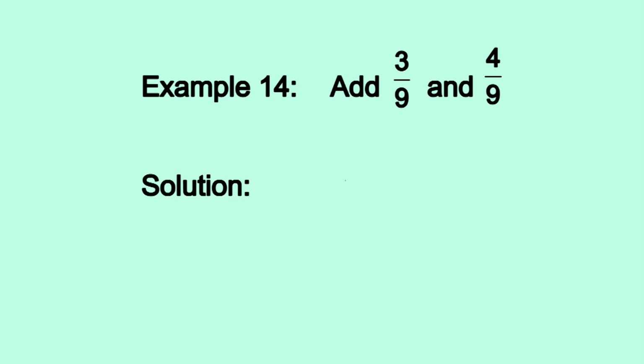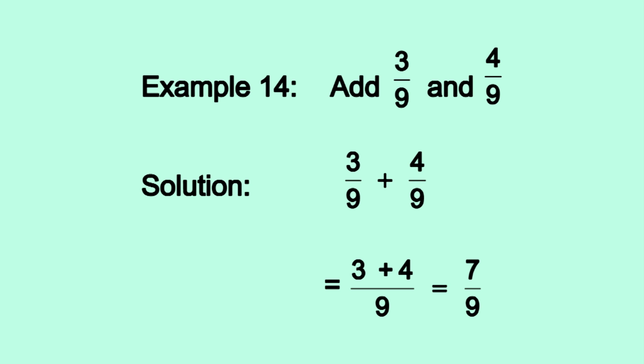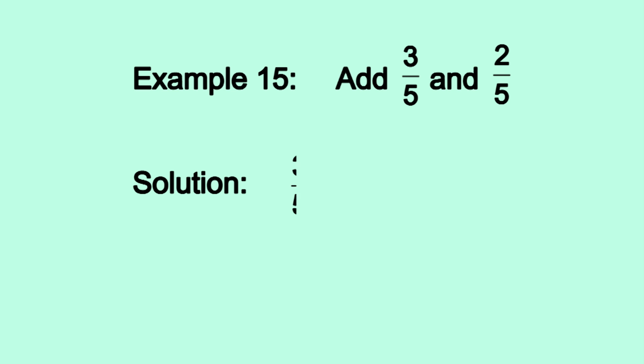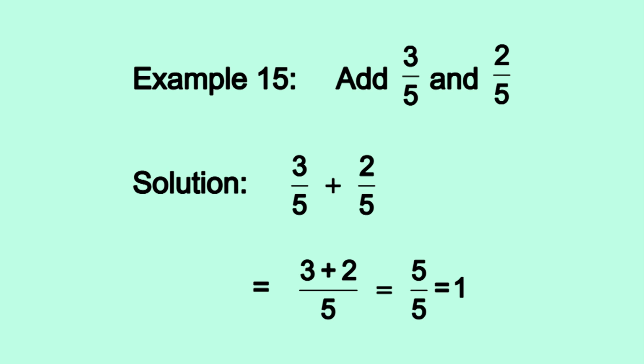Example 14. Add 3 by 9 and 4 by 9. Solution: 3 by 9 plus 4 by 9 is equal to 3 plus 4 by 9 is equal to 7 by 9. Example 15. Add 3 by 5 and 2 by 5. Solution: 3 by 5 plus 2 by 5 is equal to 3 plus 2 by 5 is equal to 5 by 5 is equal to 1.